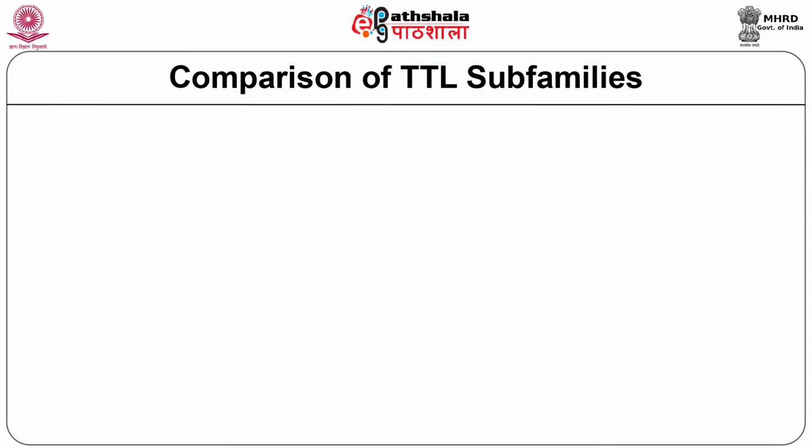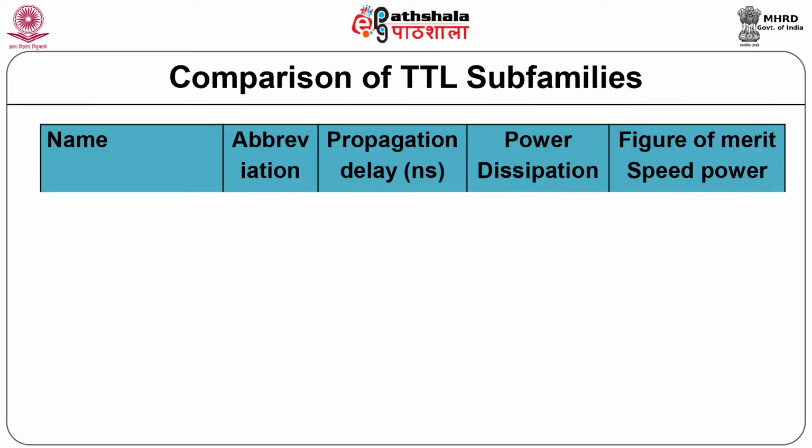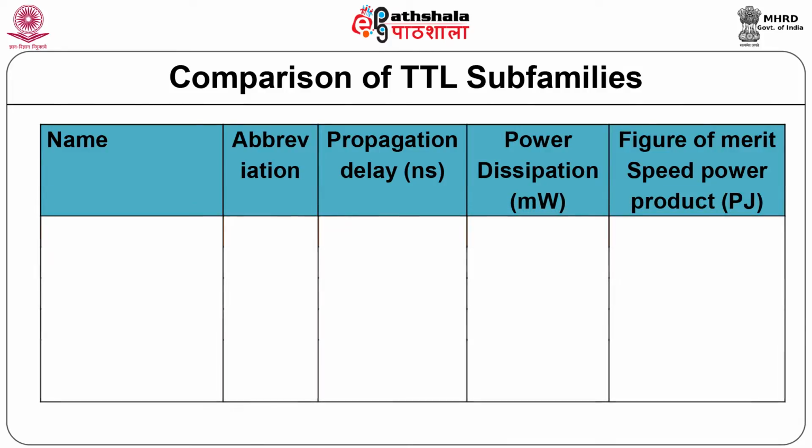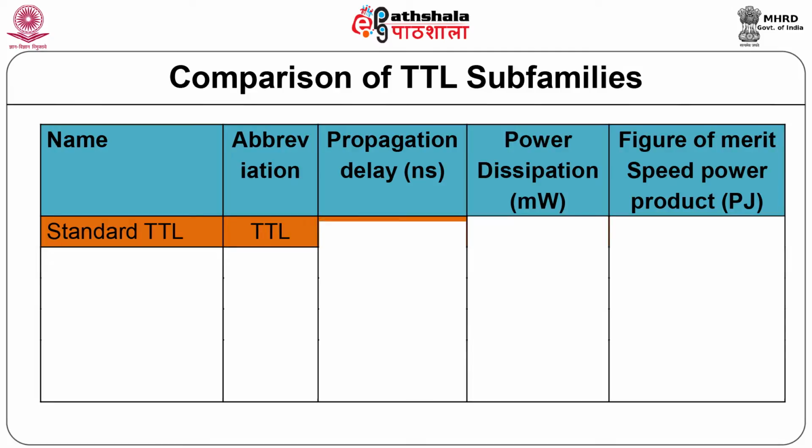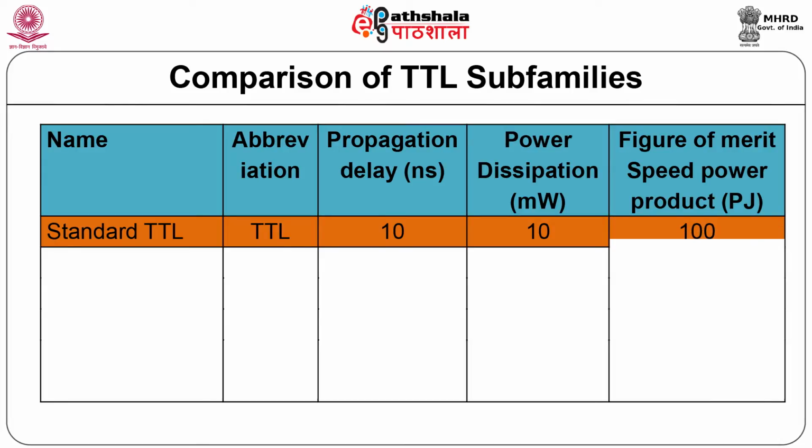Let us compare these TTL subfamilies based on the propagation delay, power dissipation and figure of merit. We can see their actual values. If you consider standard TTL, then its propagation delay, expressed in nanoseconds, is 10, power dissipation expressed in milliwatt is 10, and therefore their speed power product, that is figure of merit, is 100.